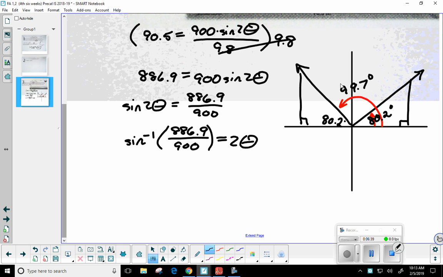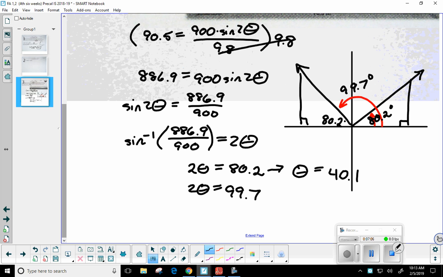Now, if this were just sine of theta, we weren't manipulating theta at all, that would be my measure, but it is 2 theta. So I want to go ahead and take each of these. I know that 2 theta is equal to 80.2, and I know that 2 theta is equal to 99.7. So what's this tell me for the first boundary? What's half of 80.2? 40.1 degrees.